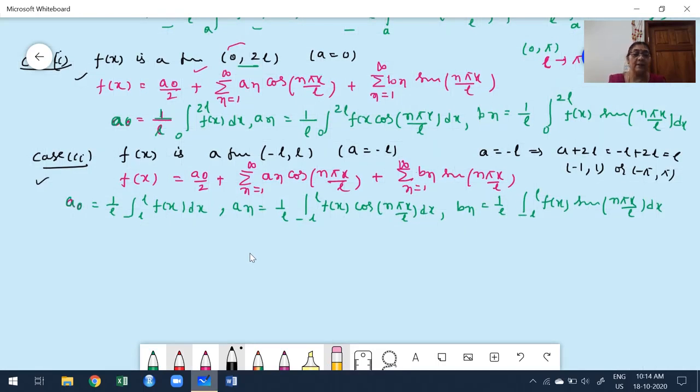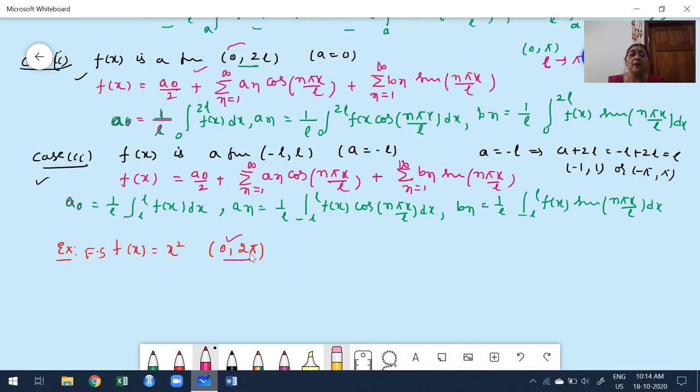Now here, for example, suppose I want to construct a Fourier series for f of x is equal to x square over the interval 0 to 2 pi. Most of the students make mistakes here. Whenever the interval starts from 0, which case do I have to move to? The first case. What does the first case say?